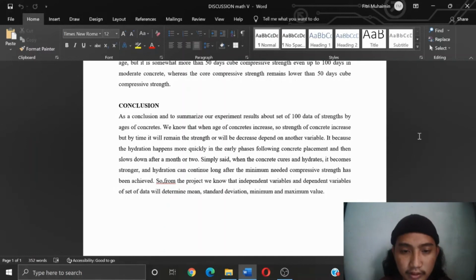So from the project, we know that the independent variable and dependent variable of a set of data will determine the mean, standard deviation, minimum and maximum values. So that's all from our group. Thank you.